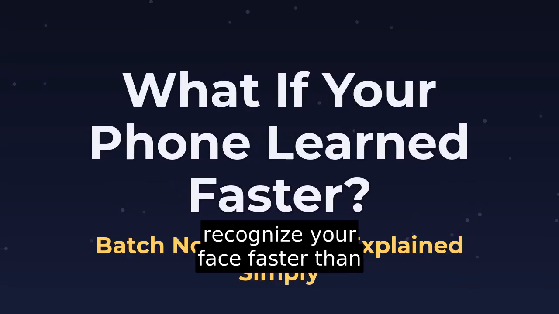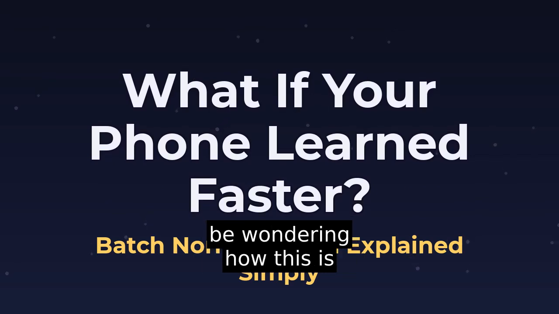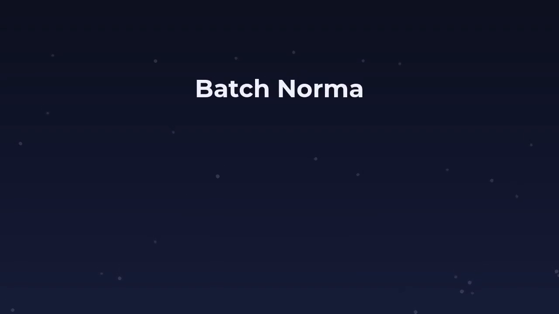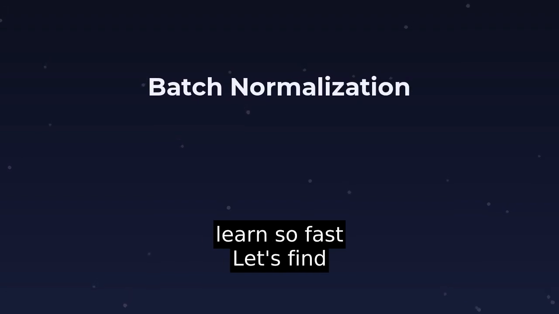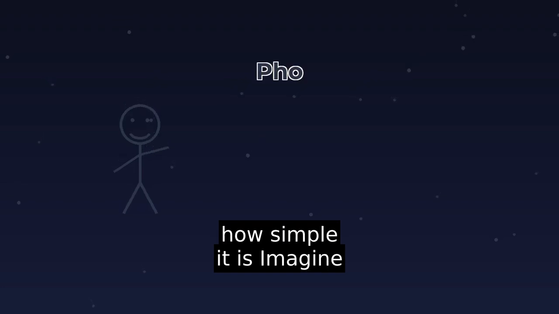What if your phone could recognize your face faster than your grandma can? You might be wondering how this is possible. It's because of a special technique called batch normalization. You use your phone every day, but have you ever thought about how it can learn so fast? Let's find out. You'll be surprised at how simple it is.